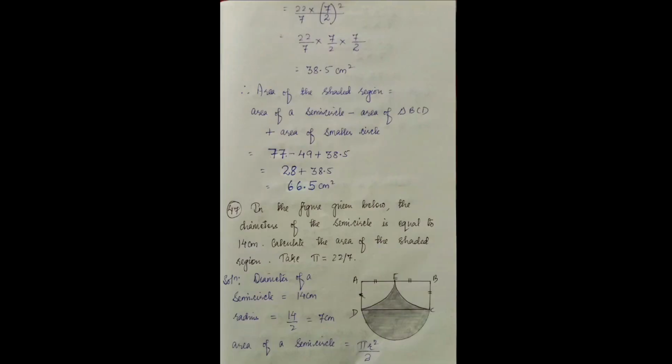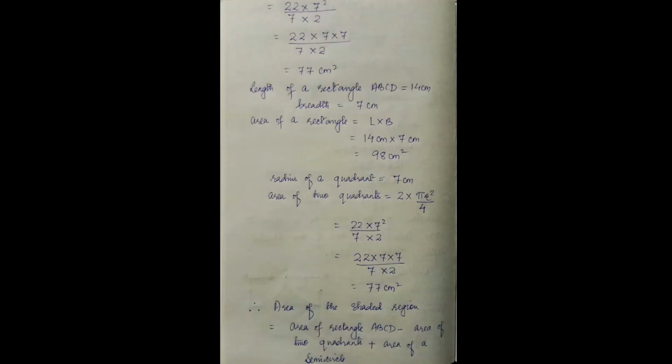Now here we have two quadrants, right? We have to find the area of these two quadrants again. So area of the two quadrants is 2 into pi r square by 4. So 2 and 4 can be cancelled. 2 ones are 2, 2 twos are 4. So 22 by 7 into radius of that quadrant is 7.